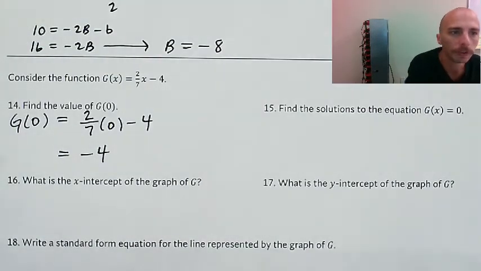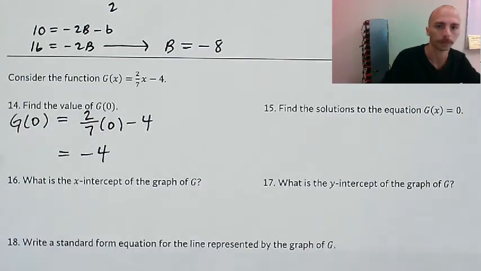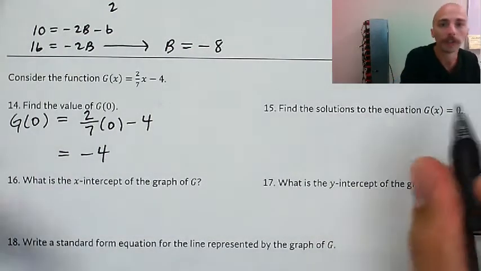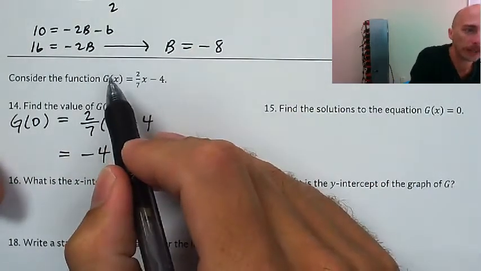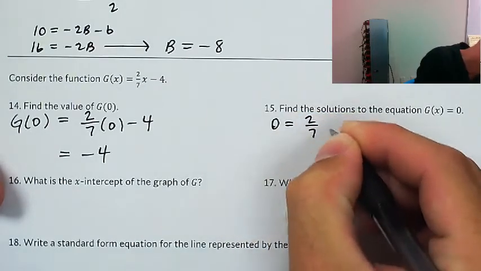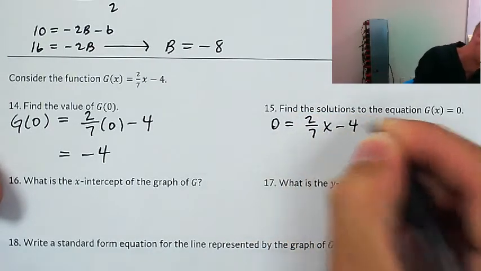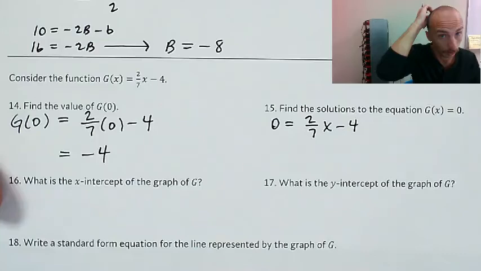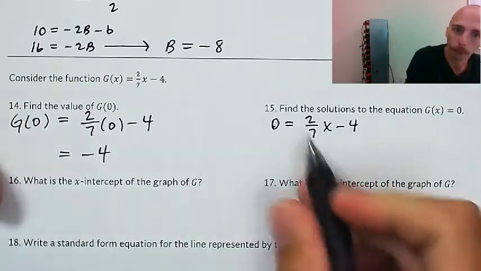Okay, find the solutions to the equation g of x equals 0. There's only going to be one solution right now because we're just dealing with first degree scenarios. So if g is the thing that's equaling 0, I'm going to plug in 0 right there in that equation. So I'm going to have 0 equals 2/7 of x minus 4. Okay. And we're solving for x. So I'm going to add 4 to both sides.